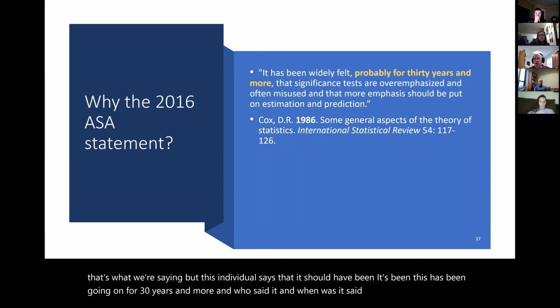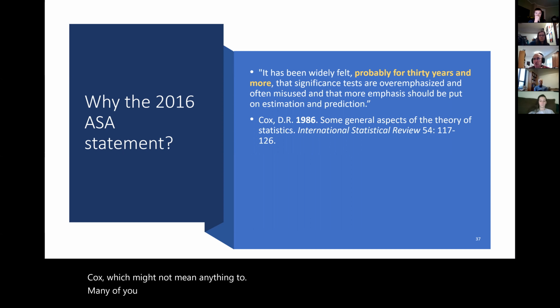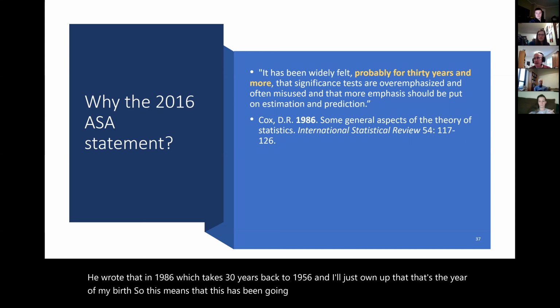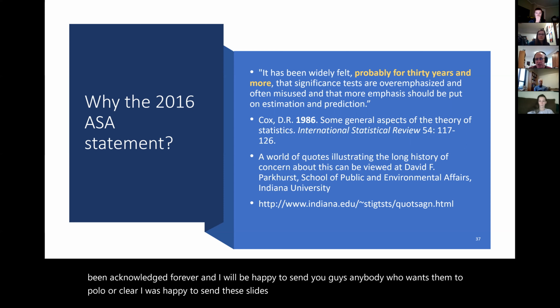Well, it was said by D.R. Cox, which might not mean anything to many of you, but he is one of the most famous living statisticians. And he wrote that in 1986, which takes 30 years back to 1956. And I'll just own up that that's the year of my birth. So this means that this has been going on my entire lifetime. And so this problem has been acknowledged forever. And I will be happy to send you guys, anybody who wants them, to Paul or Claire. I'll be happy to send these slides. And here's a link to a whole bunch of quotes like this.